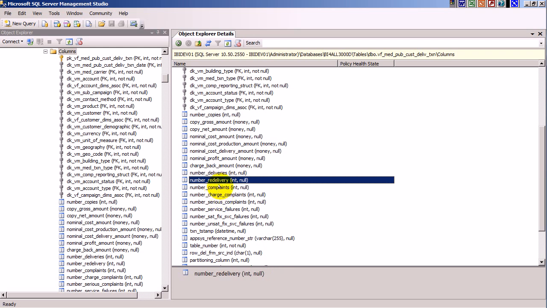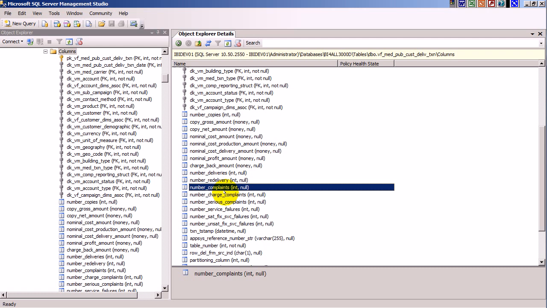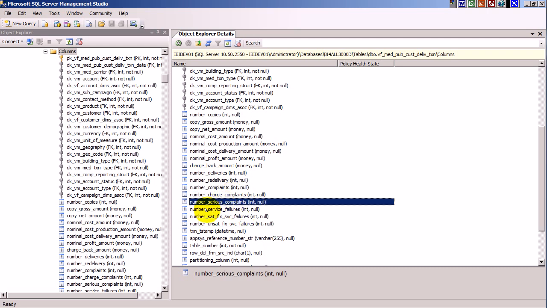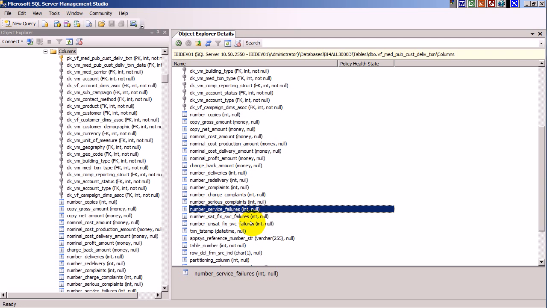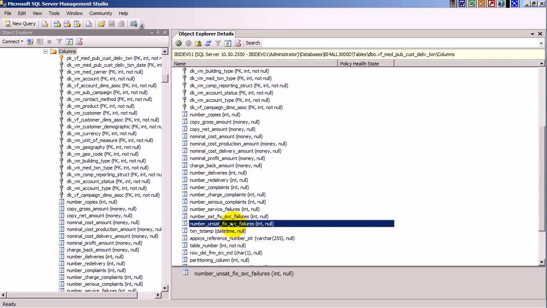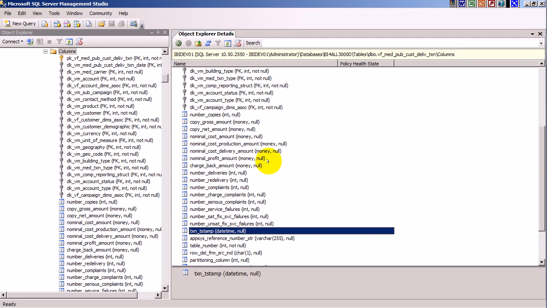of redeliveries, the number of complaints associated with this delivery, the number of chargeable complaints, the number of serious complaints, the number of service failures, the number of satisfactorily fixing your service failures, and the number of unsatisfactory fixing of your service failures, and a timestamp. So this is about when you deliver to home delivery.